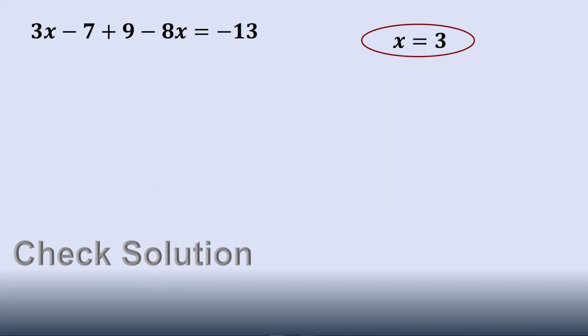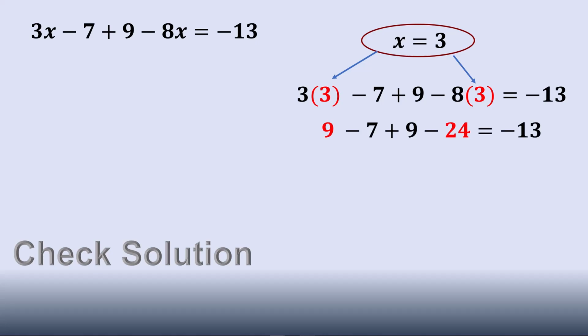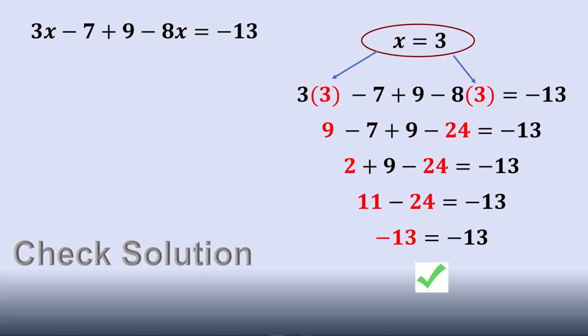We substitute 3 in place of x in two places, and we end up with the equation 3 times 3 minus 7 plus 9 minus 8 times 3 equals negative 13. We begin simplifying, and we get 3 times 3 is 9, 8 times 3 is 24, and now 9 minus 7 is 2, 2 plus 9 is 11, 11 minus 24 is negative 13, and that checks out.